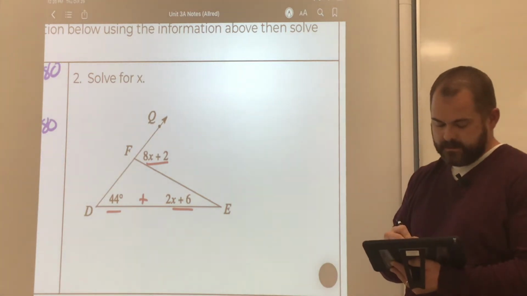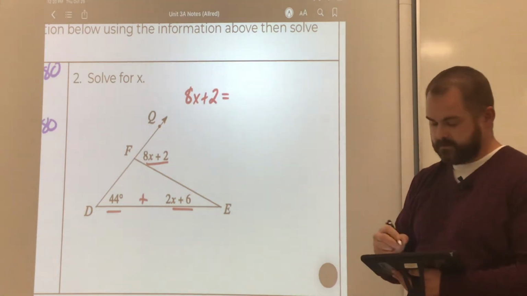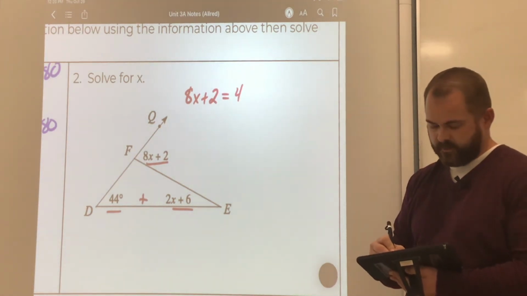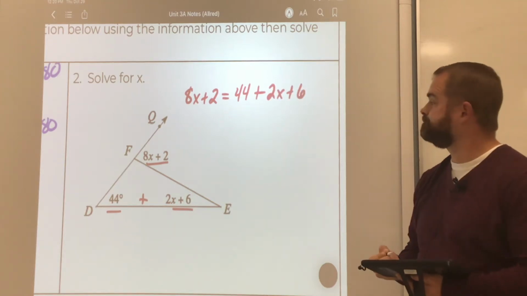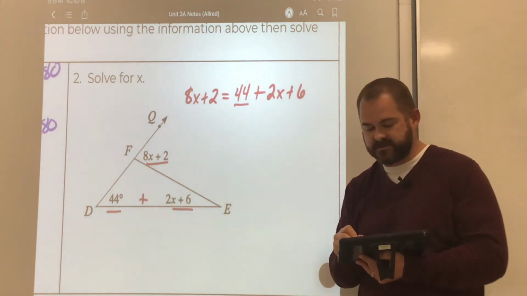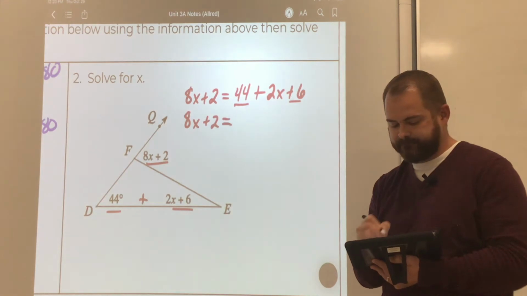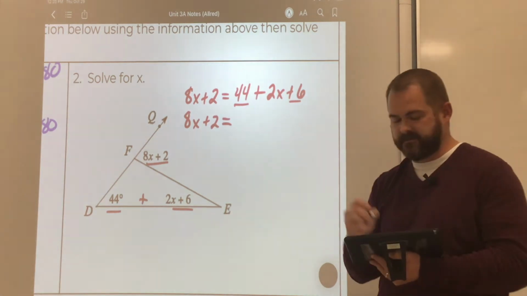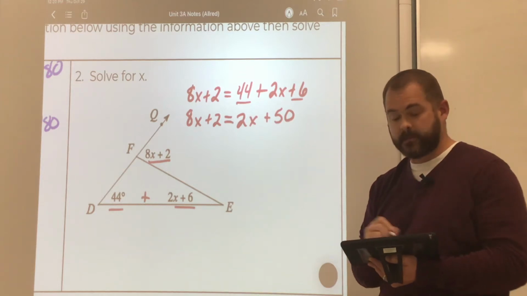I say that my exterior angle, 8x plus 2, has to equal 44 plus 2x plus 6. And then we go about solving that. Again, combine like terms first. Simplify that right-hand side. Everything else just drops down. 44 plus 6 is 50, so that becomes 2x plus 50.